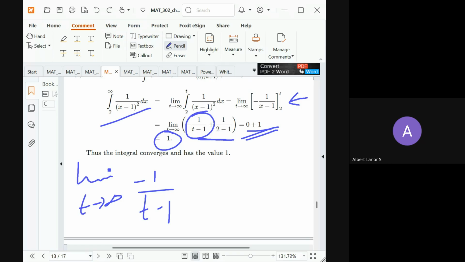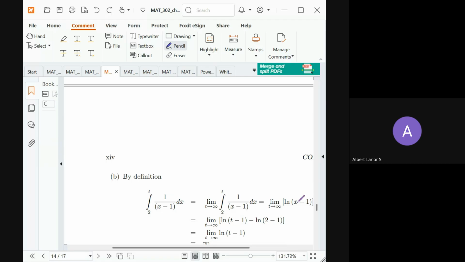Another thing you can even use is horizontal asymptotes. As t goes to infinity, you are talking about the horizontal asymptote. The degree of the numerator is less than that of the denominator, so this value will be going to 0. So many ways to do the same thing. So we are done with the first one.